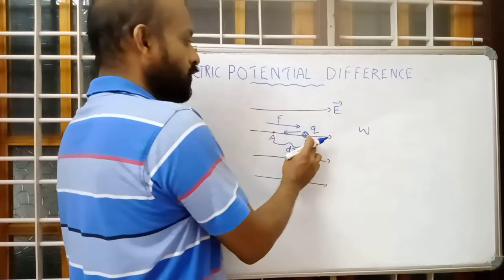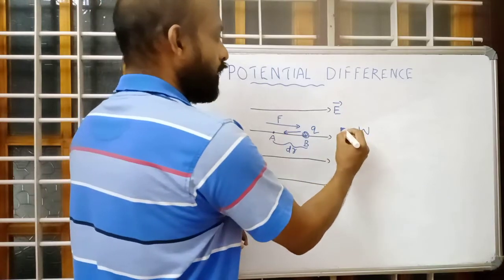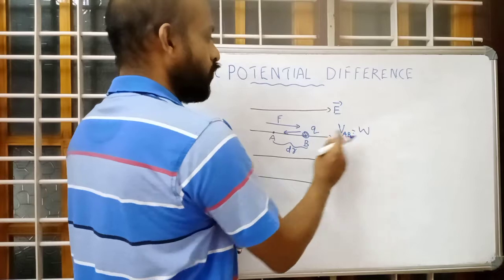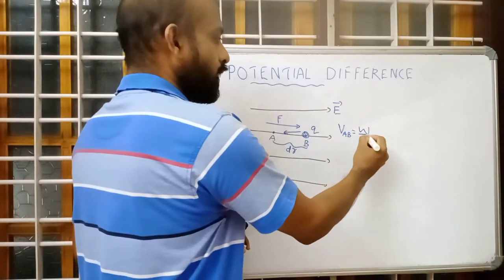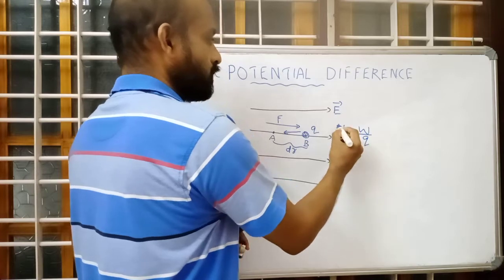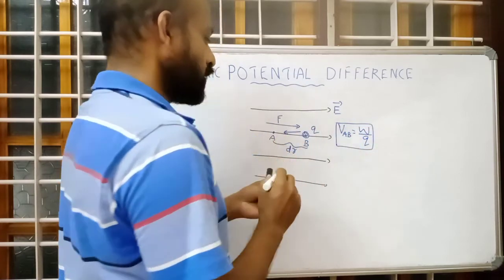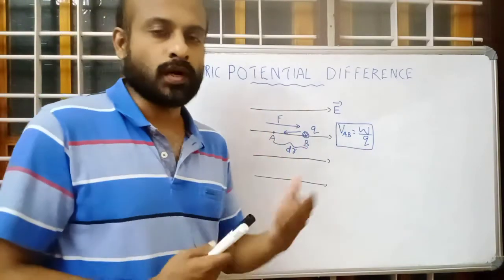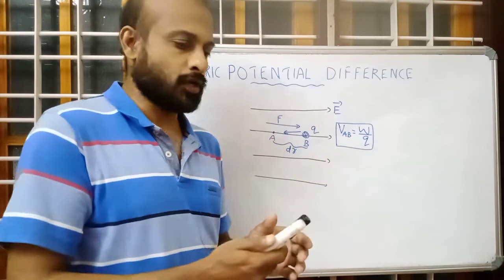So what is the potential difference between points B and A, or A and B? I can write the potential difference V between A and B, moving the charge from B to A, is equal to work done divided by the charge. This is the basic definition of potential difference. Potential difference between 2 points in an electric field is work done divided by charge. Work done to move a unit charge from one point to another is termed as potential difference.